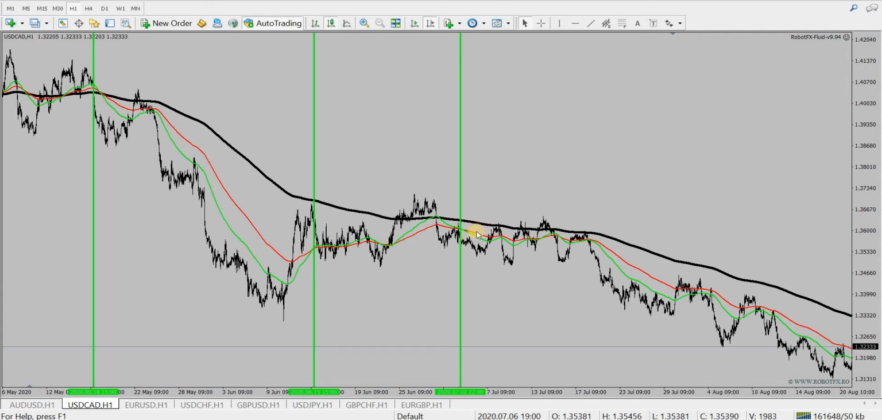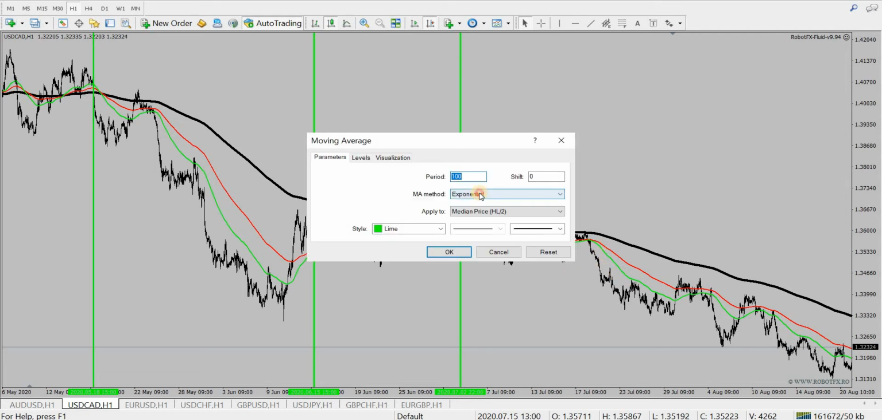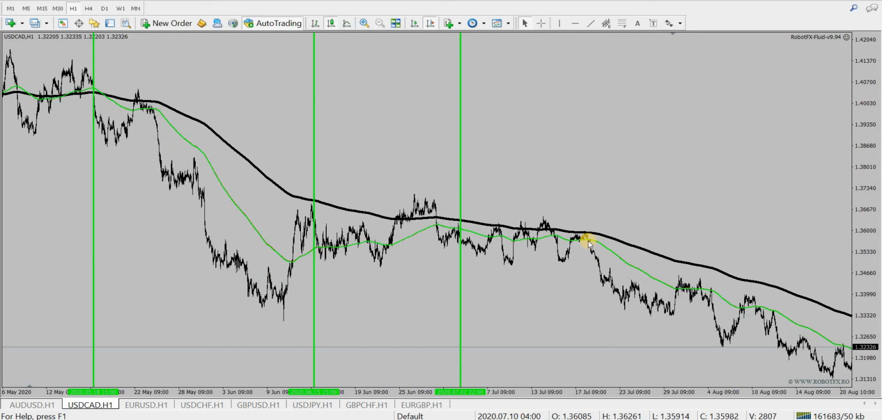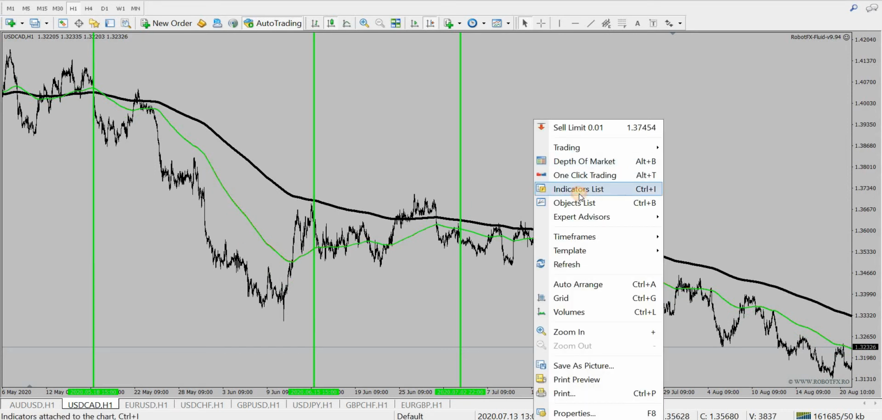Price under black and red above green. Excuse me. Something happens here. Normally I would like to trade this. Maybe if I can choose, oh, sorry.